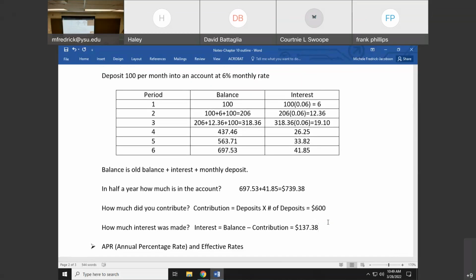Oh, wait, I subtracted from the wrong one. 139. I think I was looking over here. And it's easy to do, so be careful. The biggest mistakes I see are rounding here. Those are the most common mistakes, so double check your rounding.